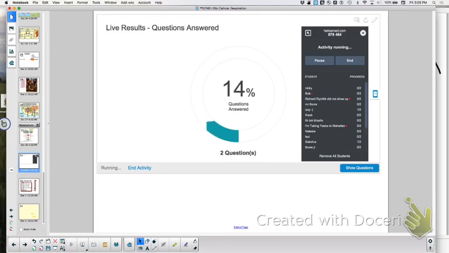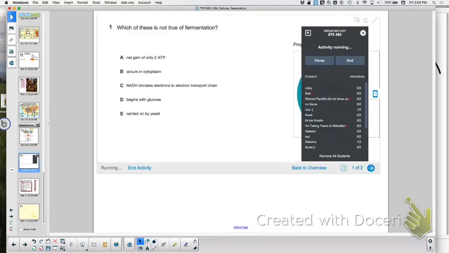Okay, at home I'm showing you the questions, so do these at home. There's only 2. Which of these is not true of fermentation? Oh, not true. Yes, not true. And which are the possible products of fermentation?